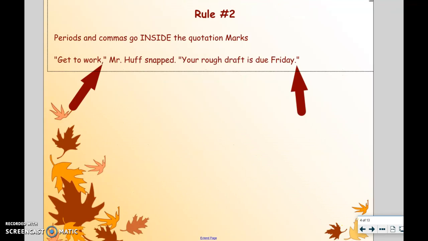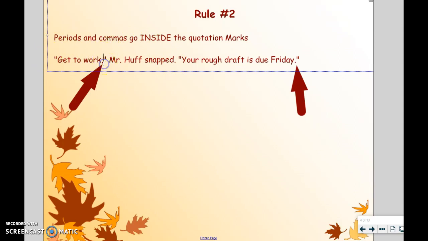Next rule has to do with punctuation. So there's a couple things that we have to worry about with regards to punctuation. First of all, when you have a short sentence followed by a dialogue tag, which is this area right here, "Mr. Huff snapped," is what's known as a dialogue tag. When you have that, what happens before it is that you put a comma. So, "Get to work," Mr. Huff snapped. Again, "get to work" is what he actually said, so those are going to be in quotation marks.